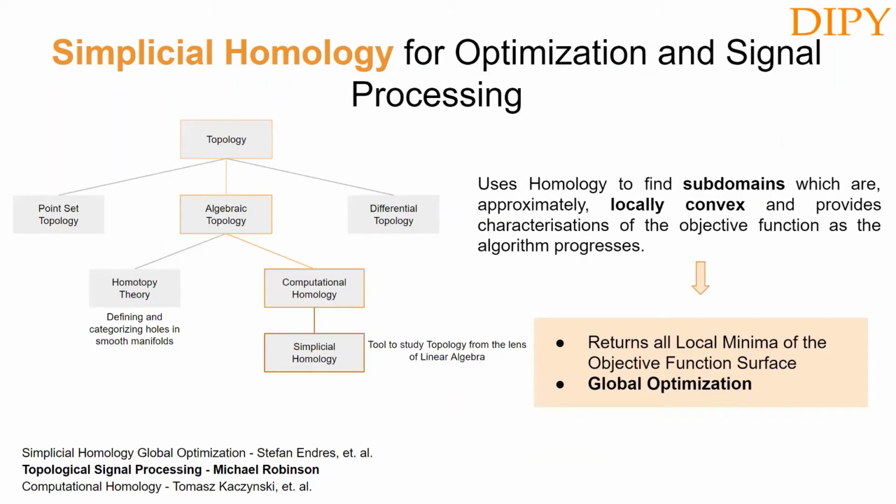So basically, in order to perform the optimization for the variable projection step that I mentioned in the previous slide, we will be using simplicial homology. Simplicial homology is a branch of topology that I have shown over here. It falls under algebraic topology and specifically computational homology.